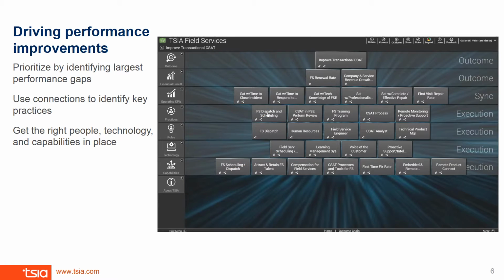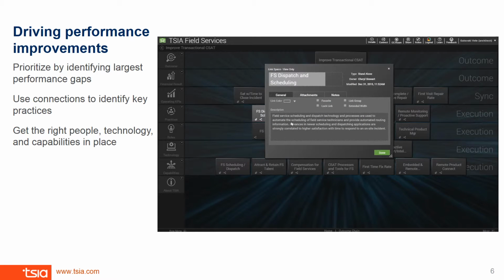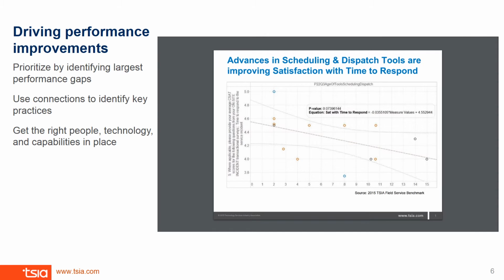By clicking on this link, what we find is that advances in newer scheduling and dispatching applications are strongly correlated to higher satisfaction with time to respond to an on-site incident. Within the Attachments tab, we provide some insight into some of the data mining that we've conducted within the field service benchmark. So what we've shown here is that the newer the system, the higher the satisfaction ratings, all related to many of the advances that we have seen.